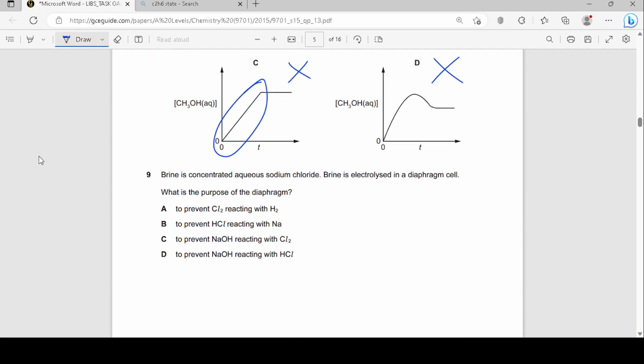Question number nine. This is not really in the syllabus anymore, so if you want, you can just skip this because electrolysis is just an A2 part. It's not in the syllabus anymore for AS.